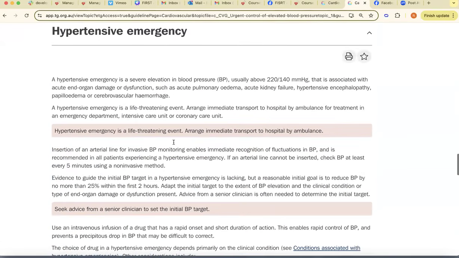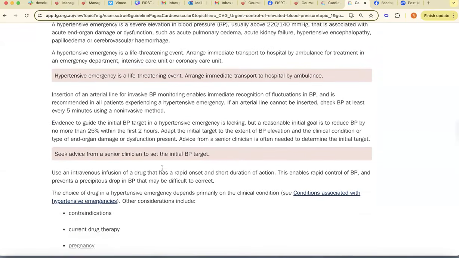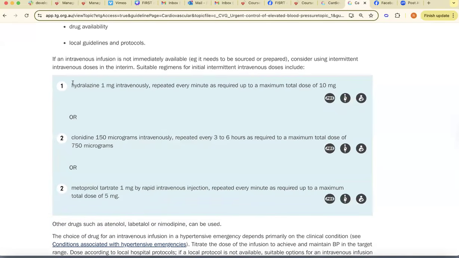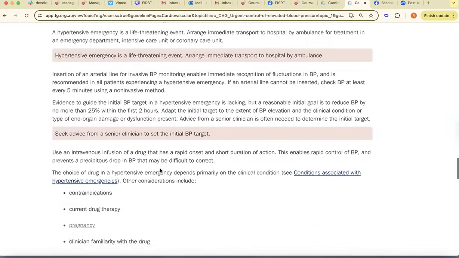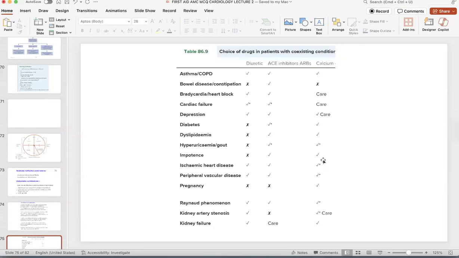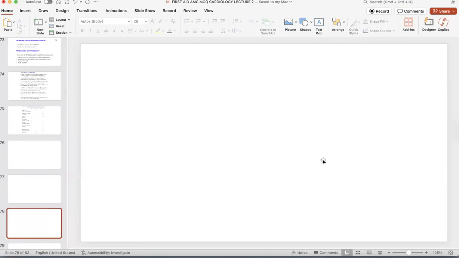For a patient who has an emergency, like hypertensive emergency, that's a life-threatening event, that needs to go to hospital by ambulance, and they will give them IV antihypertensives, which can be IV hydralazine, clonidine, metoprolol, any of them. Okay? So these are all that you really need to know.